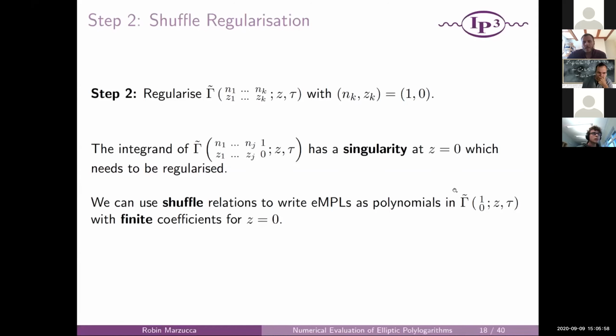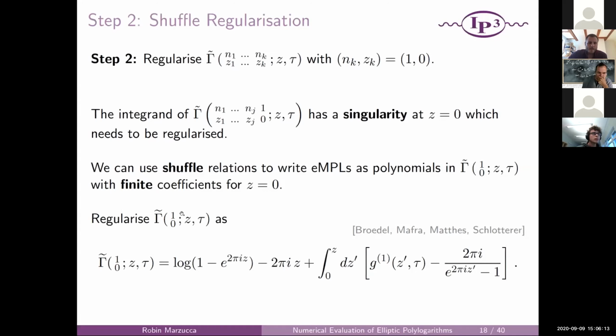means that we can write them as a polynomial in these gamma tilde 1, 0 z tau, where all the coefficients of this polynomial are finite and well defined for z equal to tau. Again, I've picked the example, this gamma tilde 1, 0 z tau, you can regularize, well, in principle, as you like. So we chose this form here. I believe we've seen a different form in a talk yesterday.